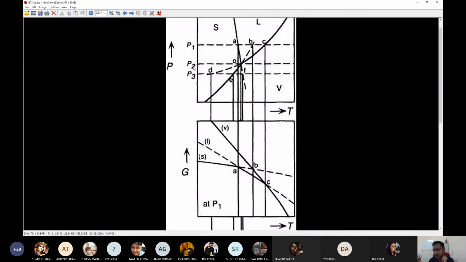Yeah. Sir, basically at A and B and C, it represents the stability of different phases, no?